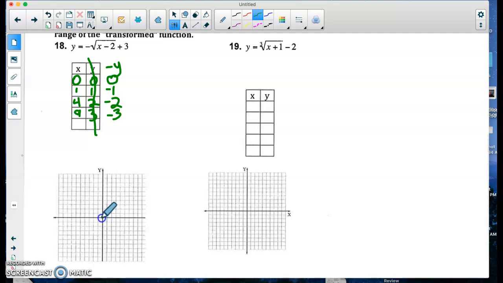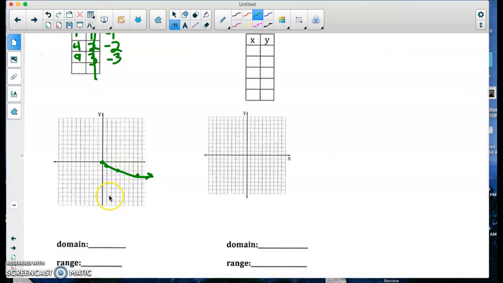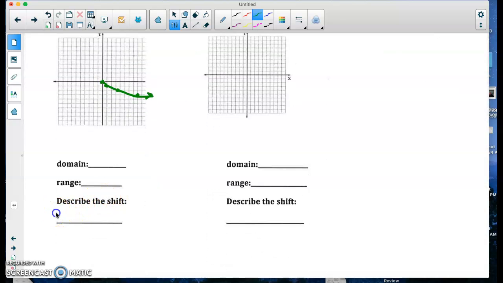So the first thing we're going to do is graph our parent graph. 1, 2, 3, 4, 1, 2, and 9, 1, 2, 3. Okay, I am connecting them here, and our arrow only goes out. We don't draw an arrow over here because we cannot square root negatives. Now, looking at what we just did there, we just did an x-axis reflection. Okay, so that's why it's upside down now.